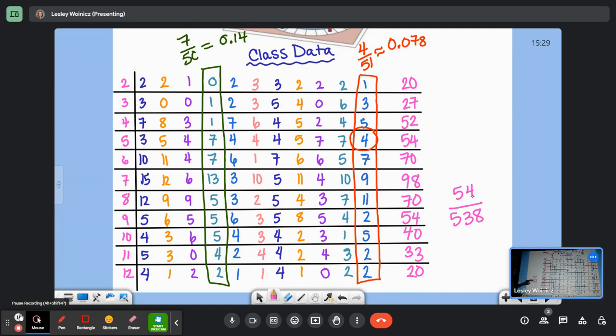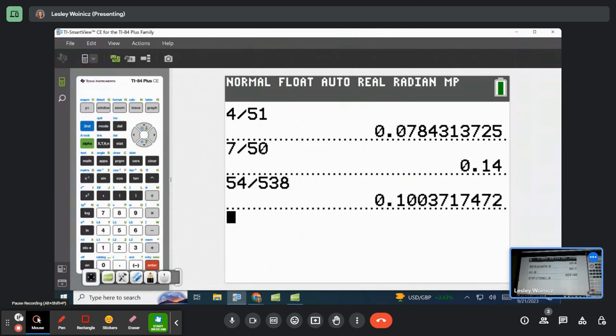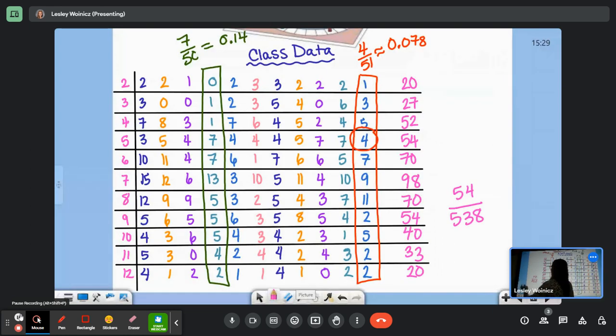Okay, so now we just need to figure out our combined experimental probability. What do we get? 54 divided by 538. It's going to be about 10%. 9.8. We're going to say 0.100.